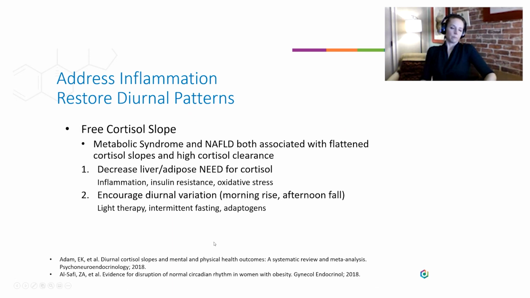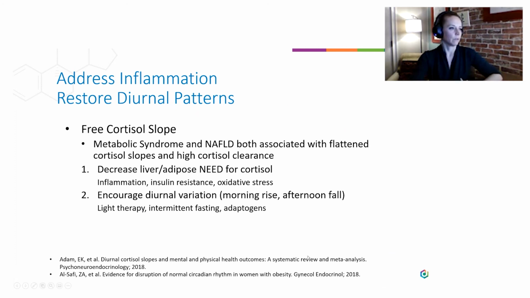So the other piece, well, a couple more pieces of addressing inflammation, is to restore that diurnal pattern. So once you decrease the liver and adipose need for cortisol by addressing inflammation, insulin resistance, and oxidative stress, and that metabolized cortisol starts to come down, then we can encourage that diurnal variation, right? So now you're going to have some free cortisol to work with. It's not wicking out of circulation as soon as you can make it. So if we encourage the diurnal variation, the morning rise and afternoon fall, then we can start getting some weight loss going. Light therapy, intermittent fasting, adaptogens.